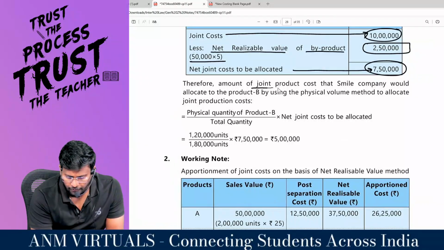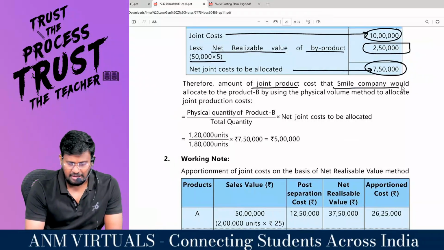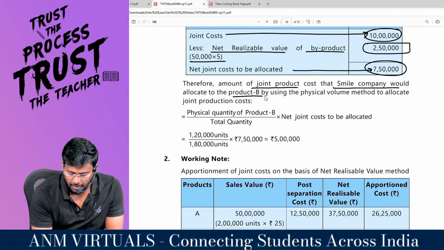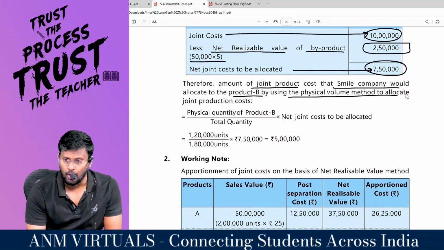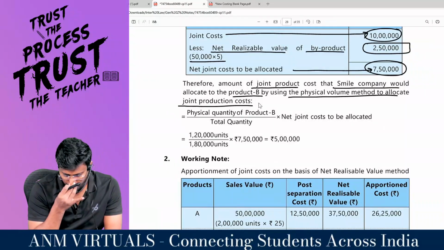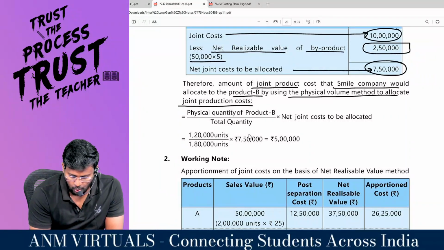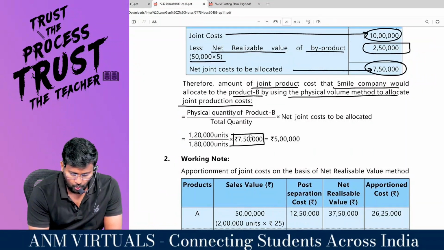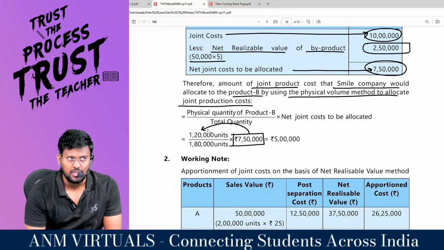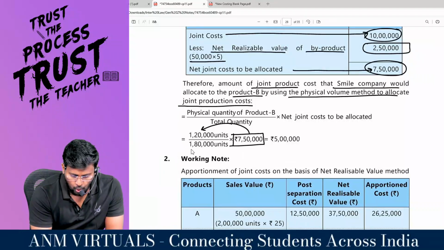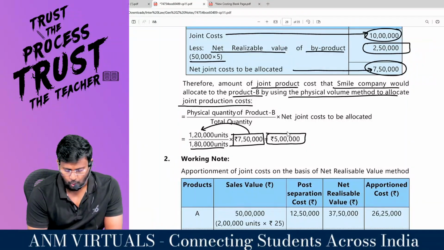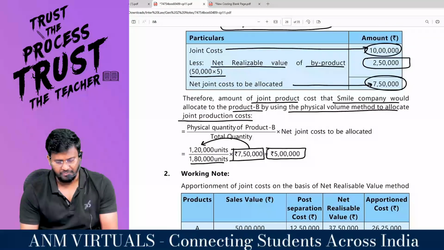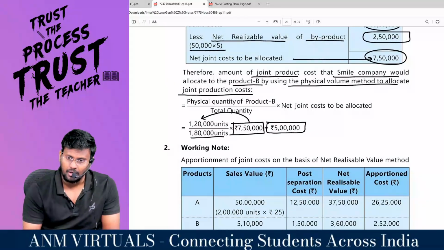Therefore, the amount of join product cost that Smile company would allocate to product B by using the physical volume method will be: total 7,50,000 is the net joint cost into number of units produced. Product B is 1,20,000 out of 1,80,000, so 5 lakh rupees is the answer. Are you all ready with me? That's it man. First question comes to an end.